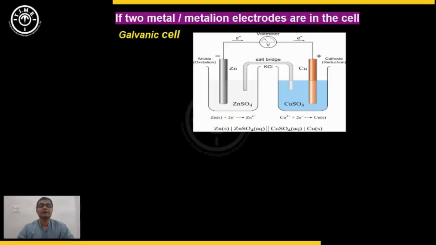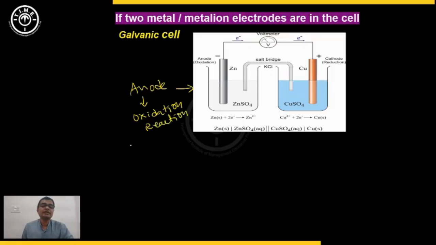Now we discuss some examples. Two metal ion electrodes are connected in the cell. For example, I have taken a galvanic cell. In this galvanic cell, the left hand side is an anode. In this anode, an oxidation reaction takes place.